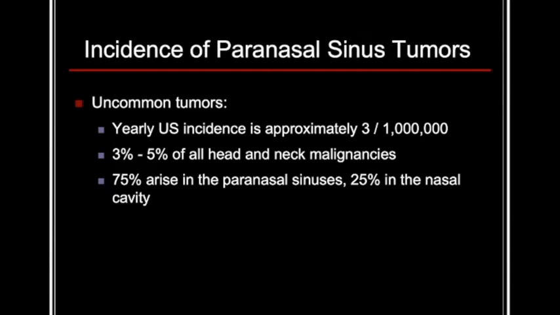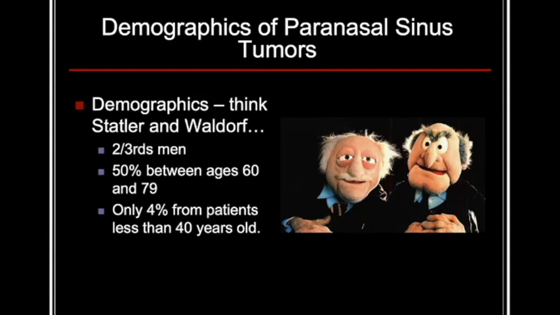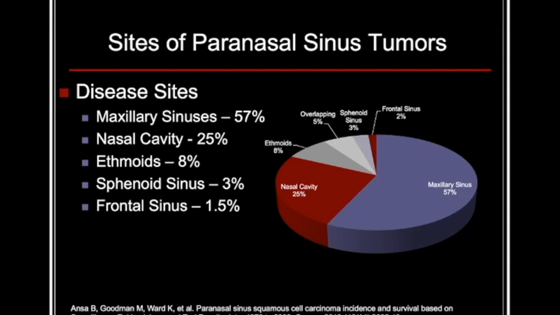Approximately 75% arise in the paranasal sinuses, largely within the maxillary sinuses, and about 25% occur in the nasal cavity. For the demographics of paranasal sinus tumors, I usually think of Statler and Waldorf, my two favorite critics up here. Two-thirds of patients are men, 50% between the ages of 60 and 79, and only 4% from patients less than 40 years of age. So if you see a relatively young patient with a sinonasal mass, obviously it could still be a tumor, but it's somewhat less likely just based on the demographics.